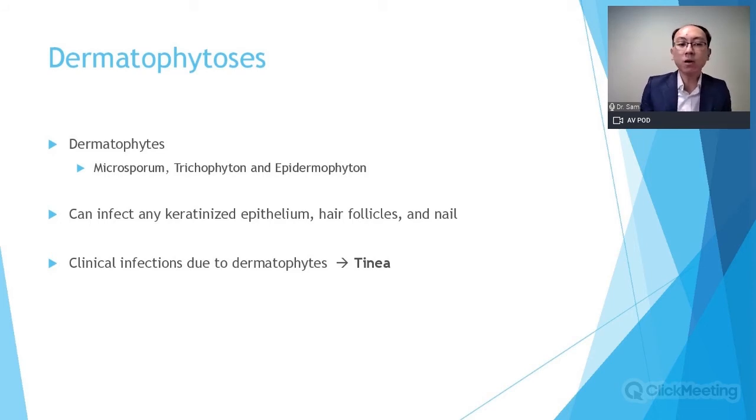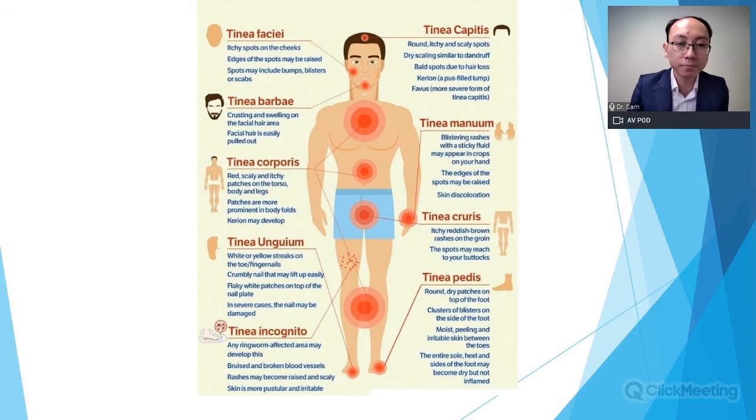The clinical infections due to the dermatophytes we call tinea. Tinea is a Latin word meaning ringworm, because the condition looks like a ringworm, as it is annular at the peripheral sites. And how we name the disease is based on another Latin word for the location of the tinea infection. Let's say you have a tinea infection over the body, over the trunk. Normally we'll use tinea corporis.